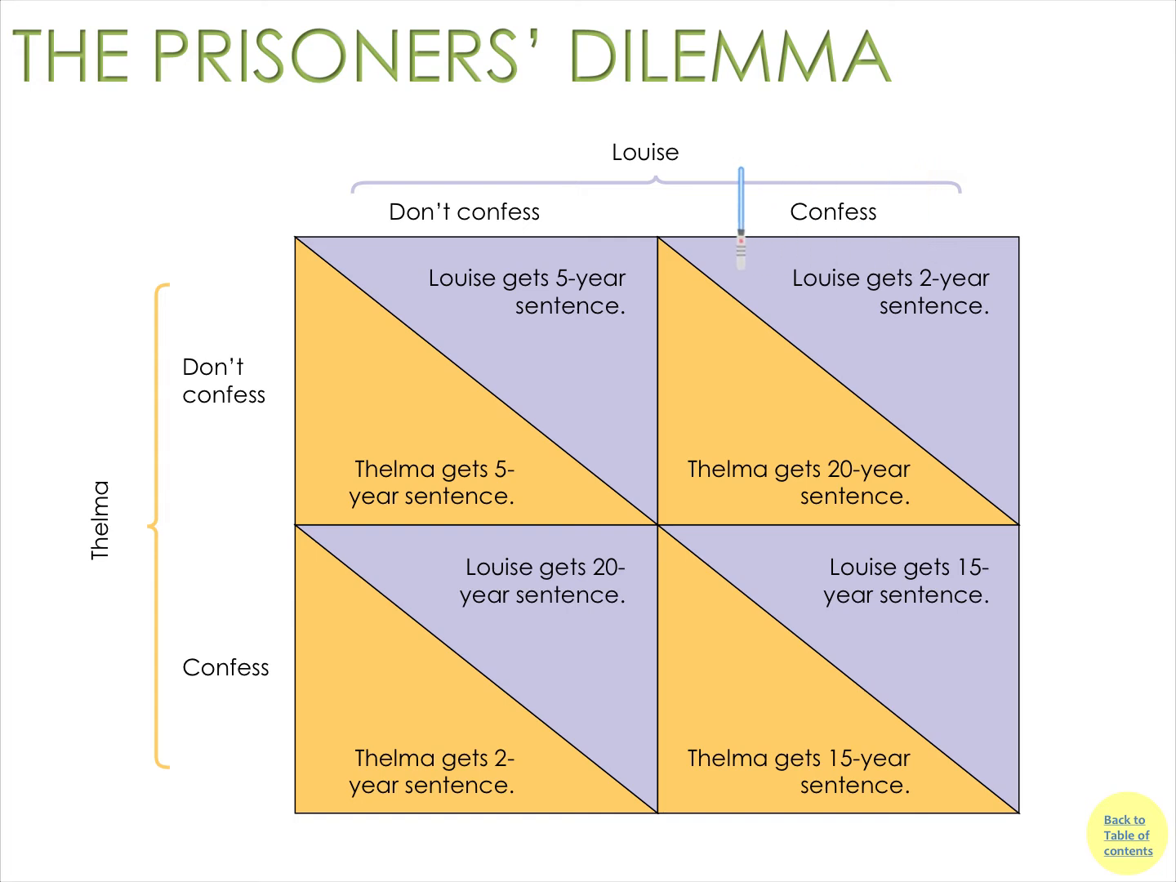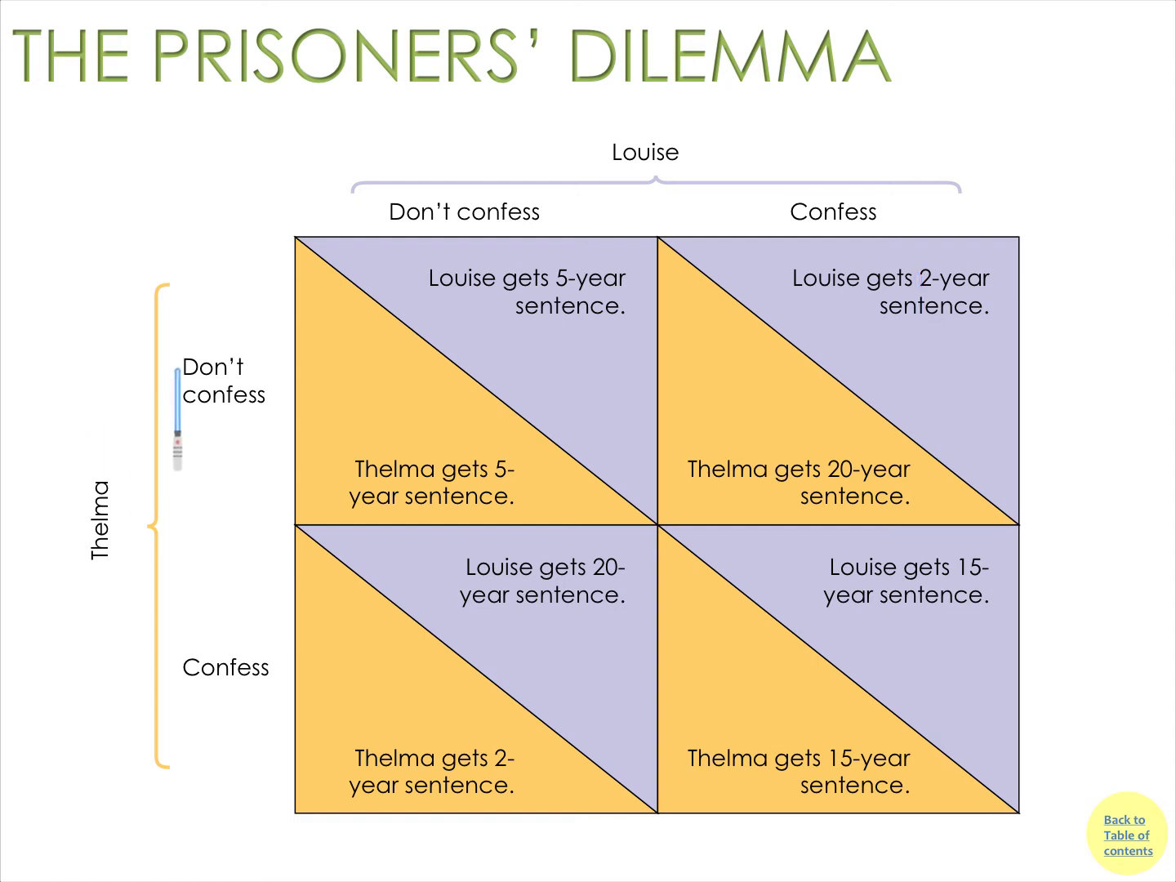Now, let's imagine what happens if she does not confess. She gets a 5 or a 20. Both are worse. More time in jail. And so Louise is drawn to the confession. If she does not know what Thelma's going to do, she's drawn to confess. Her dominant strategy, the one that gives her the least jail time regardless, is to confess.